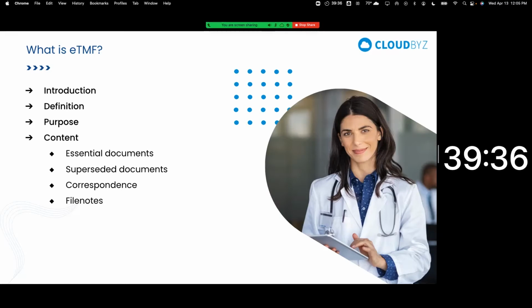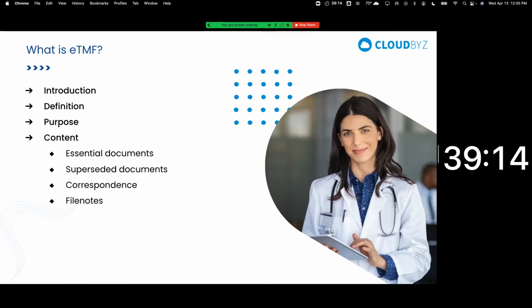goes into the eTMF. Now, this correspondence can be filed into the TMF by creating a PDF of the email body. Also, attachments with emails need to be filed into the TMF. However, email attachments should also be uploaded separately under the appropriate document location. That applies if those attachments are standalone TMF documents in themselves.